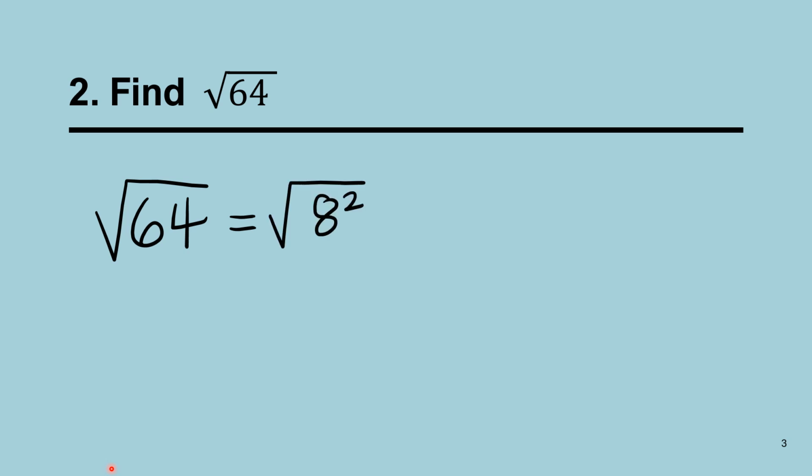8 times 8 is 64. So 64 is the same thing as 8 squared. We know that there's a little index of 2 there, and when your index matches your exponent, they cancel each other out, which leaves you with 8. So 64 is also a perfect square.